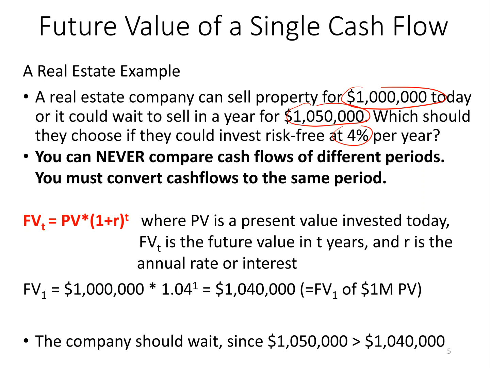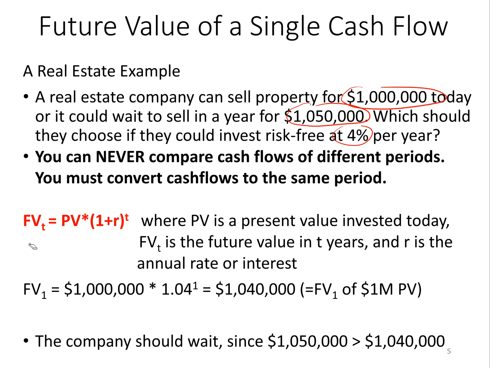The first formula we're going to talk about is the future value of a single lump sum, or single payment, today. The future value at year t is equal to the present value times 1 plus r to the t, where PV is the amount invested or received today, r is the interest rate earned over that period of time, and t is the number of periods.